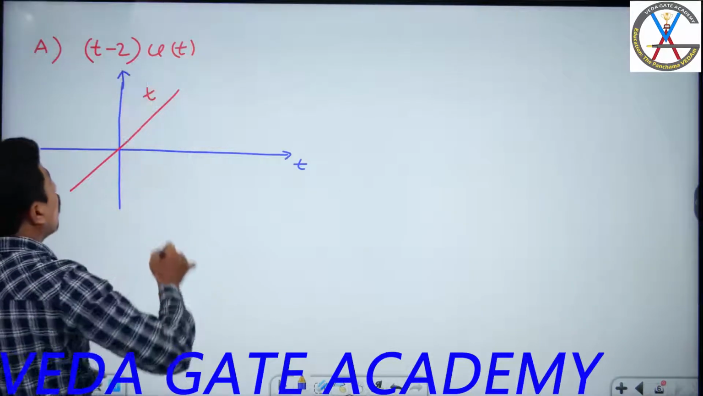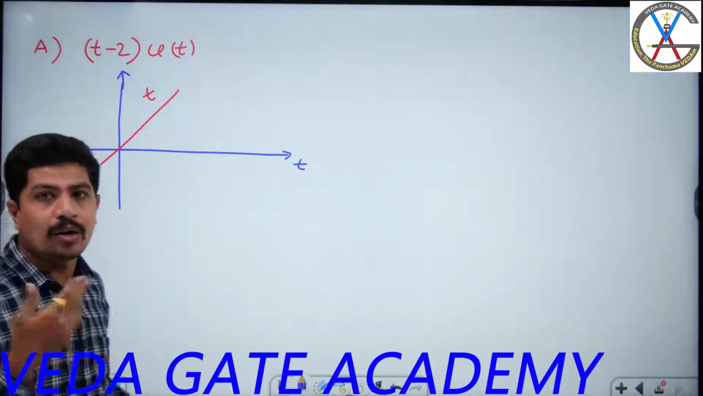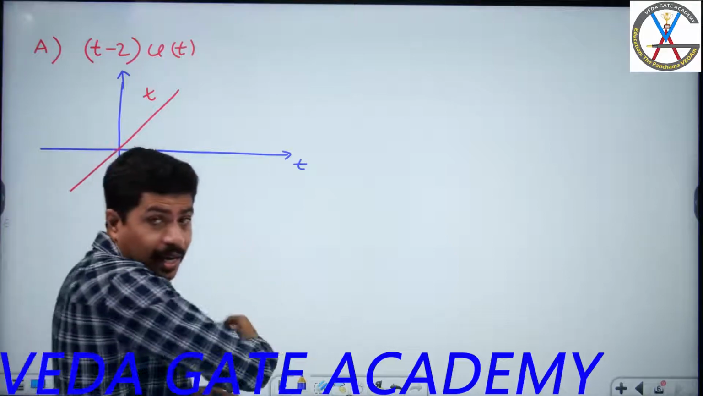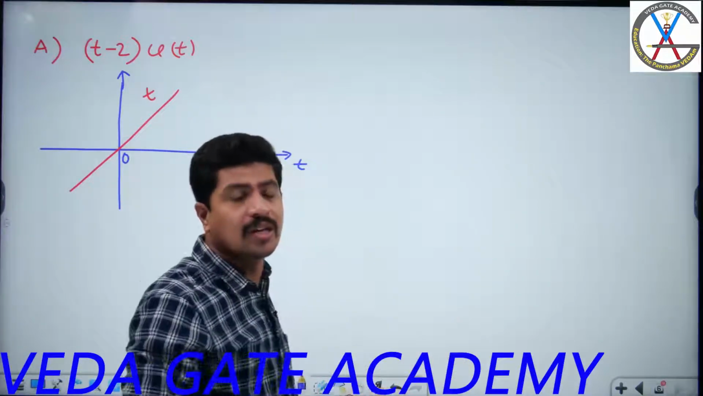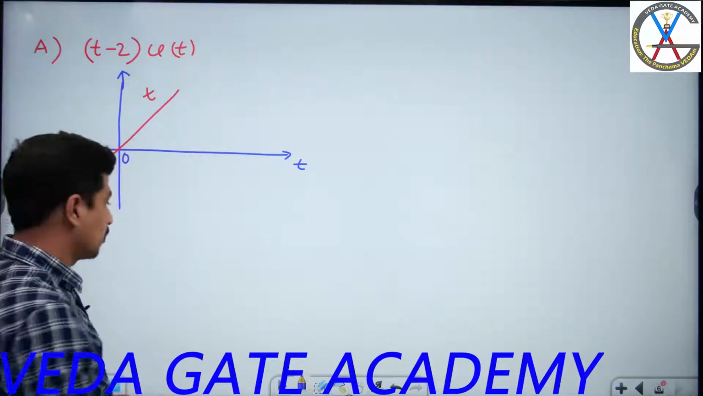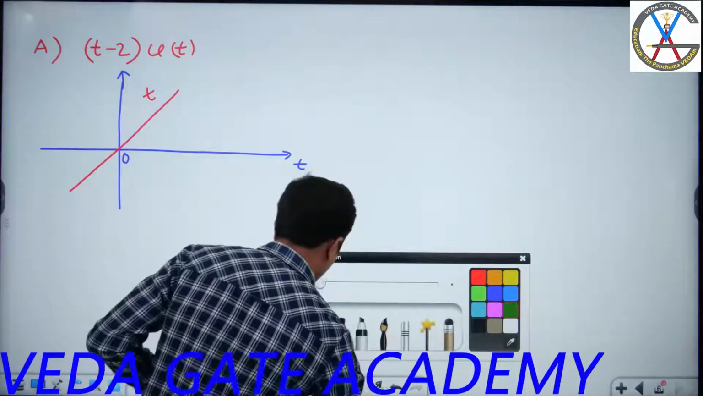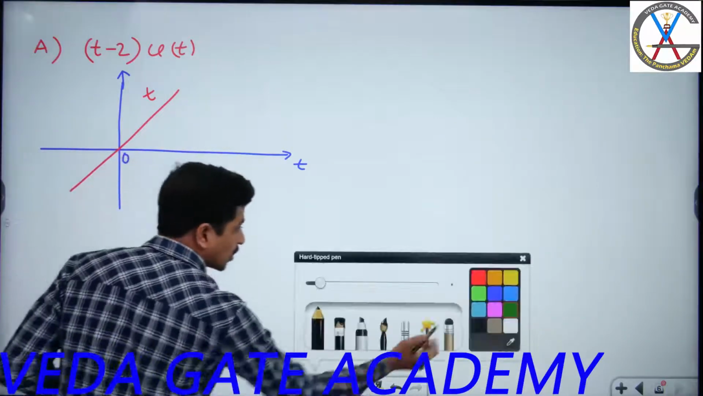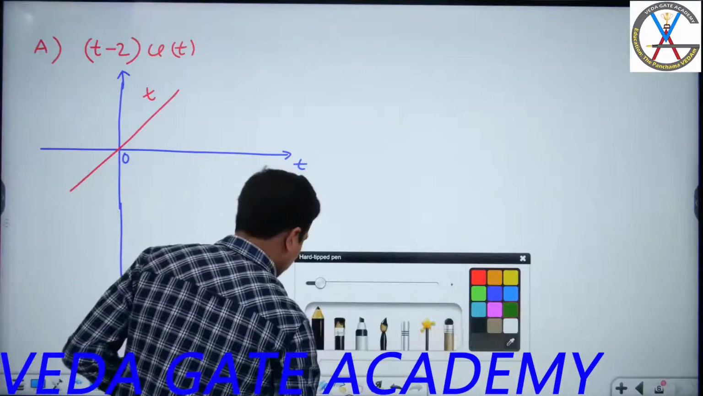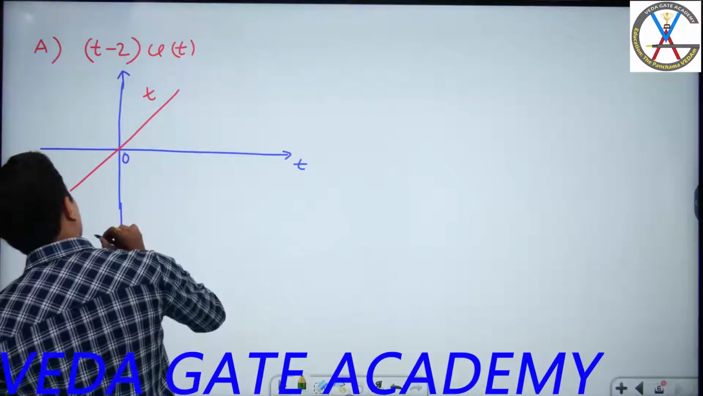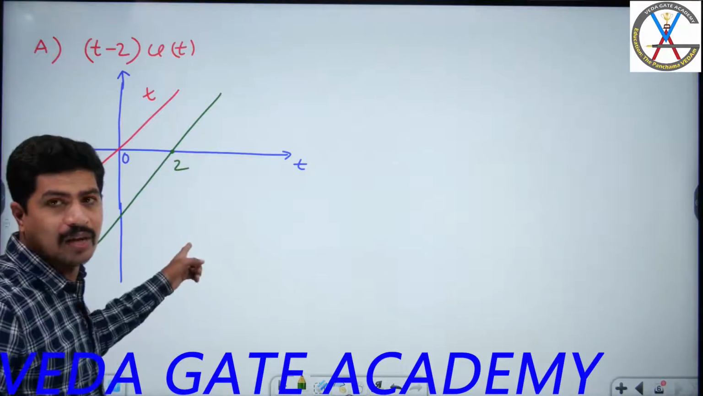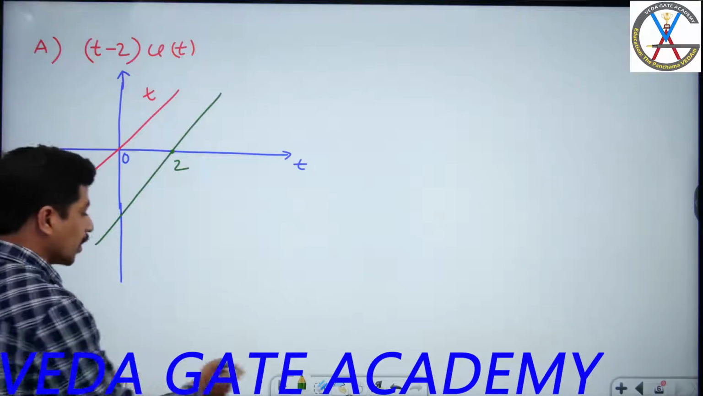Now, what we need is T minus 2. What I told you: if you want to shift any signal to the right side, take it and drag it to the right side by that many units. If you want left shifting or advancement, drag it to the left side by that many units. Now, I'm going to draw T minus 2. This will be T minus 2. This point is 2. That is T minus 2.